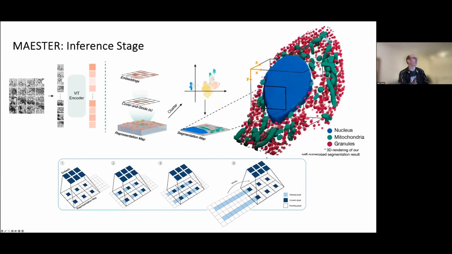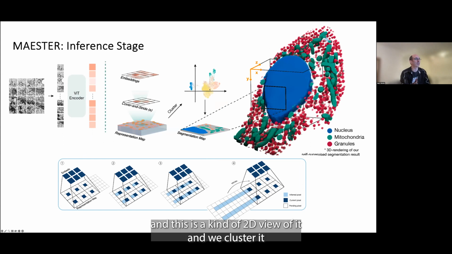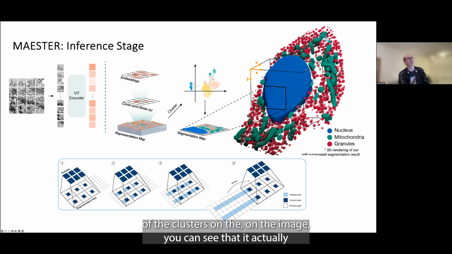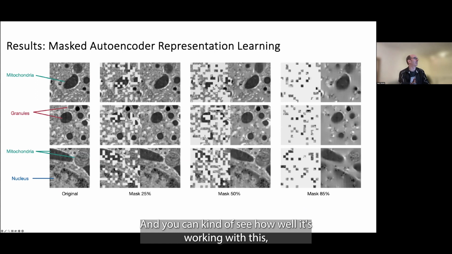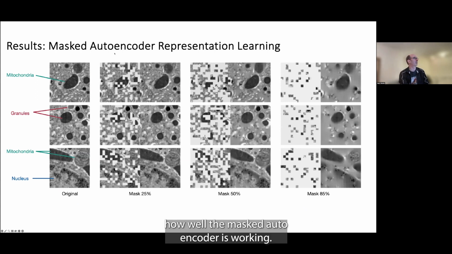So once we've done that, we take the internal representation, this is a kind of 2D view of it, and we cluster it. And these different colors are meant to be different clusters. And then when we plot the colors of the clusters on the image, you can see that it actually identifies all sorts of interesting cellular structures. And you can kind of see how well the masked autoencoder is working.